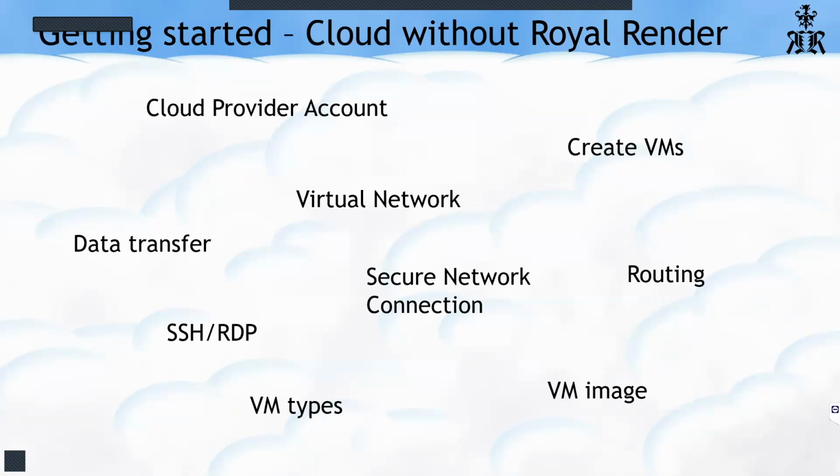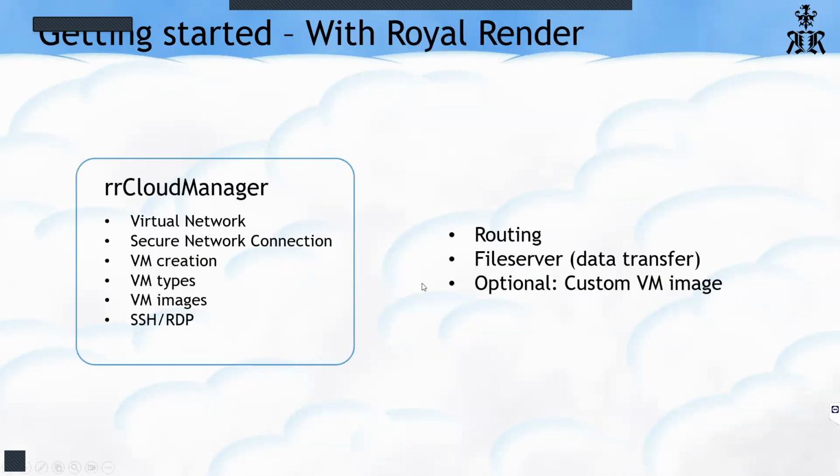There are a lot of rabbit holes you can walk down to, and we thought maybe we should help you with a tool which simplifies and automates most of these tasks. And we did, and that is our Cloud Manager. The Cloud Manager takes care of most of these aspects. It creates your virtual network, it secures your network connection, aka it creates your OpenVPN tunnel. You can choose your VM types, your VM images, and so on and so forth.